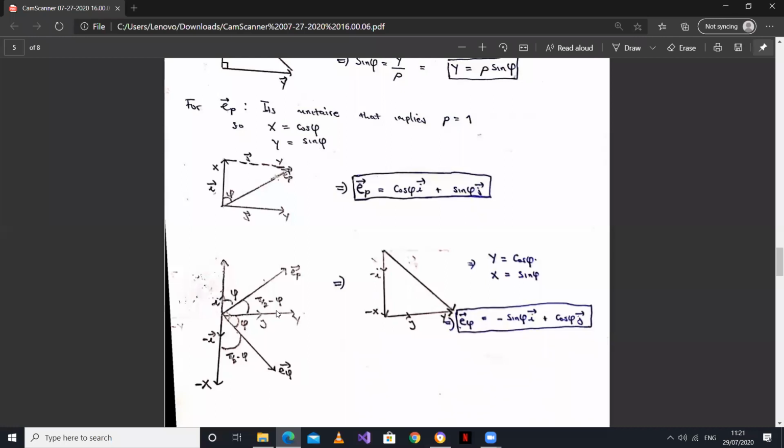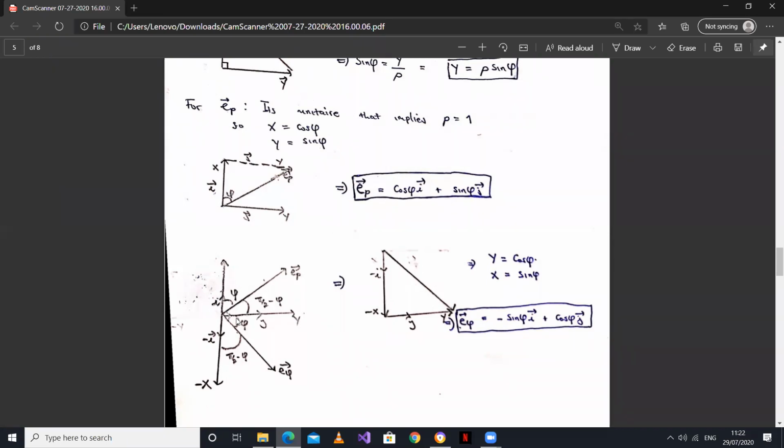Then we have said that E rho and E phi are also perpendicular to each other. The angle between them is 90 degrees. So if this angle there is pi over 2 minus phi, that means this angle here is going to be phi. When I add them, they should give me pi over 2, or 90 degrees. So the angle between y and E phi becomes phi.